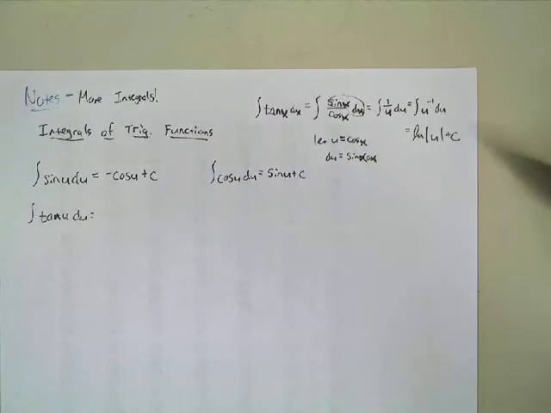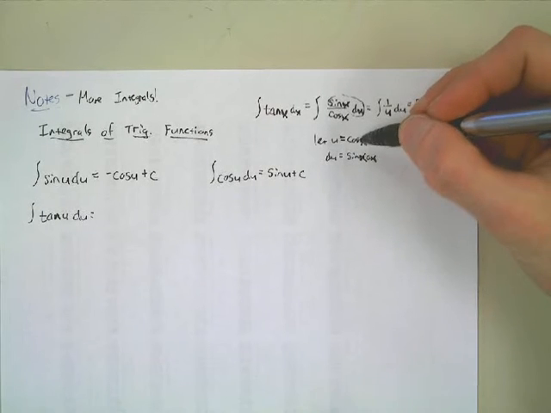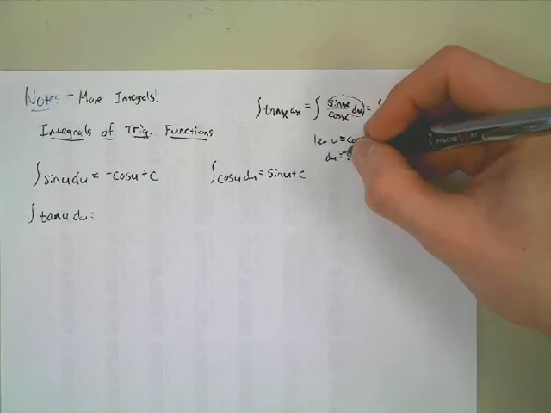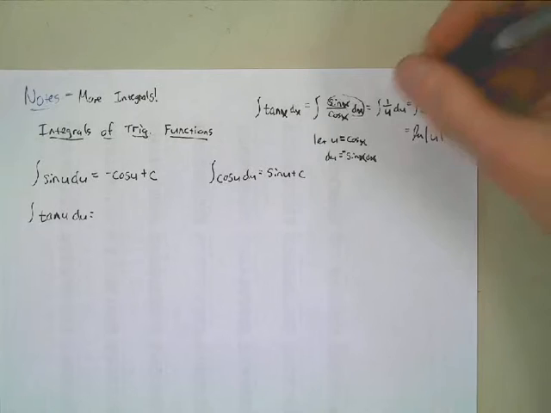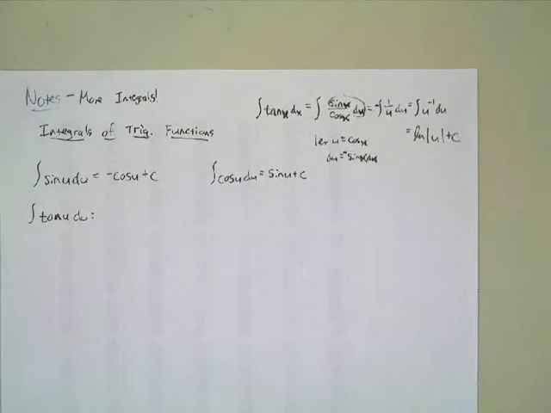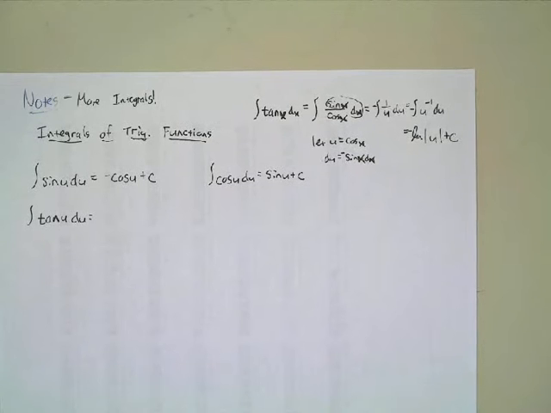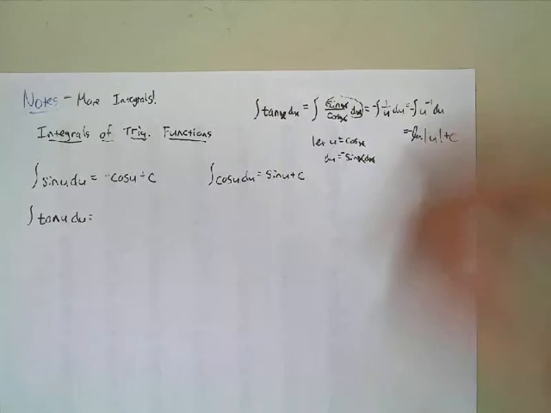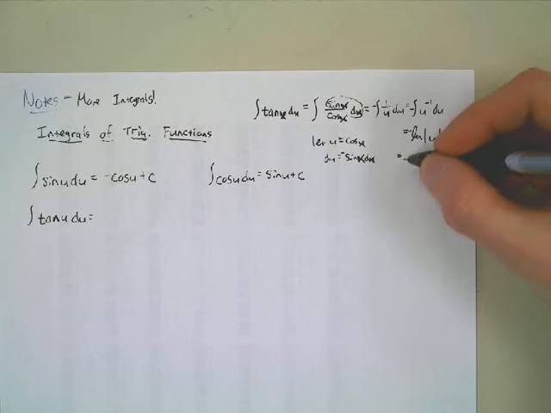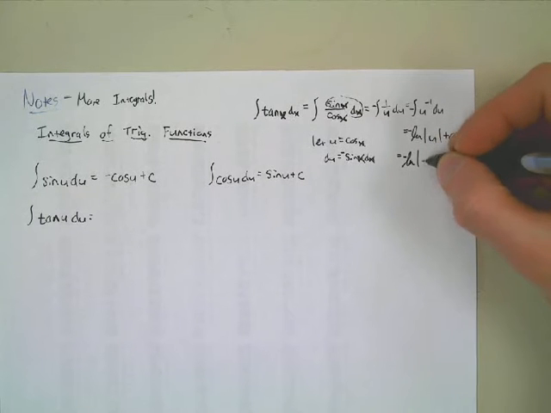Oh, shoot, I forgot. The derivative of cosine is negative sine x dx. Sorry. So this is negative 1 over u du. Derivative of cosine is negative sine. So it's negative natural log of the absolute value of u, which then we plug back in for our u, and so it's negative natural log of the absolute value of cosine of x plus c.